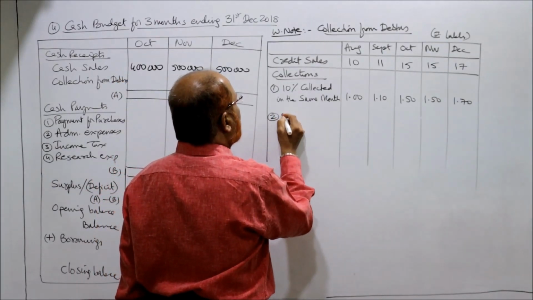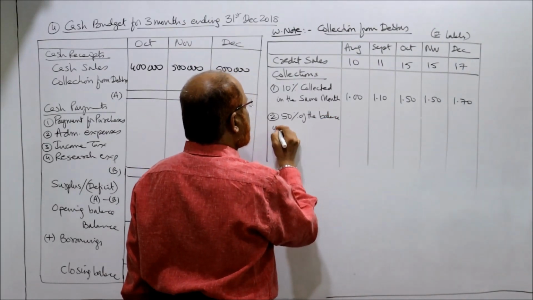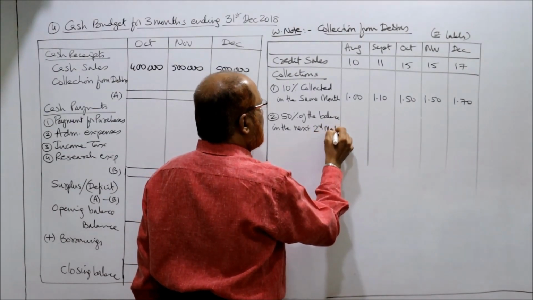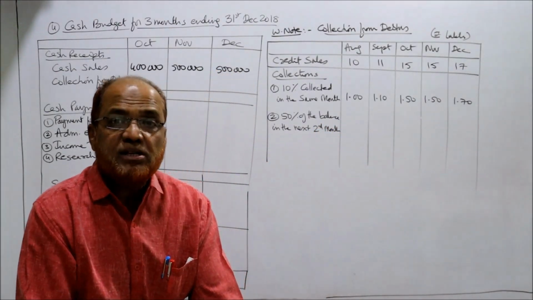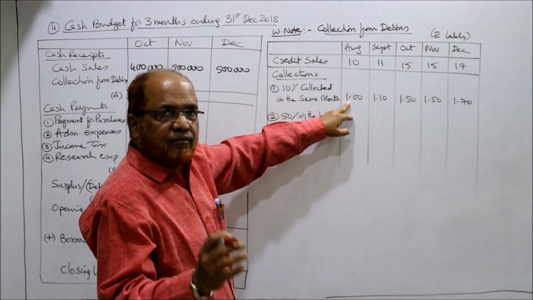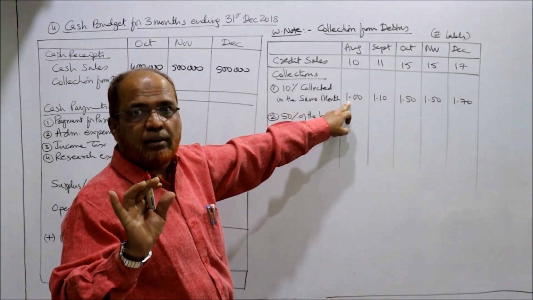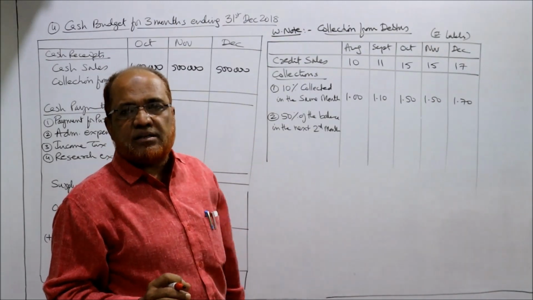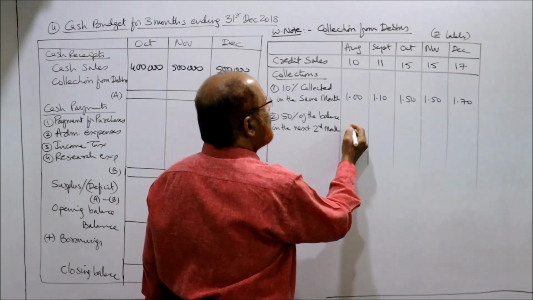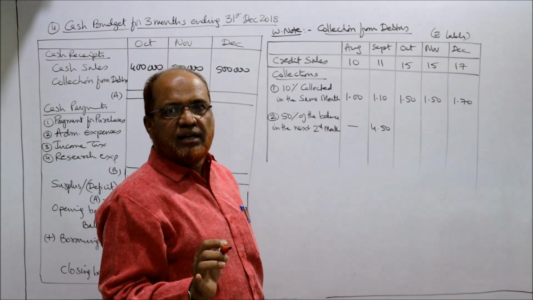Second, 50% of the balance in the next month. Now carefully you see, out of 10 lakh, 1 lakh we have already recovered. So 10 lakh minus 1 lakh, 9 lakh remains. 50% of 9 lakh is 4.5, that is 4 lakh 50,000. This 4.5 we will recover in the next month.